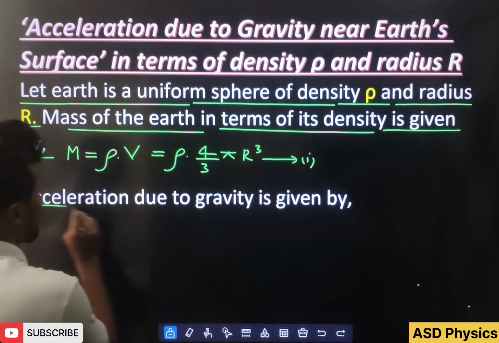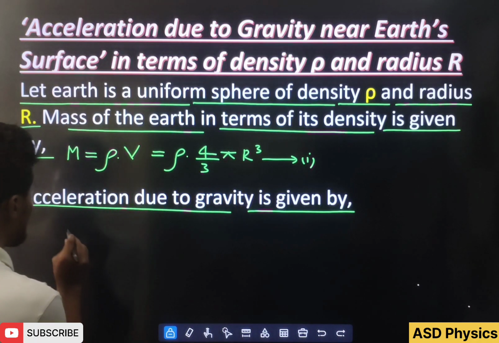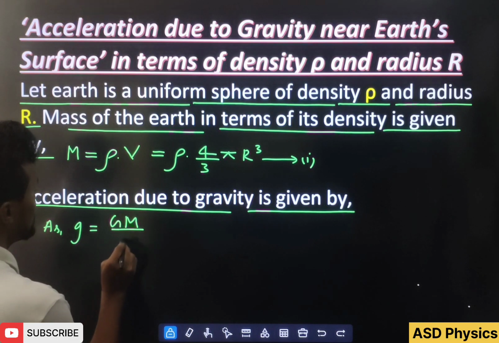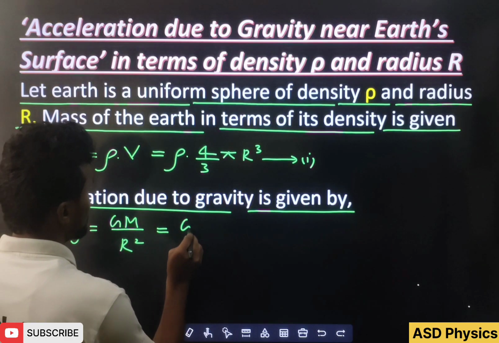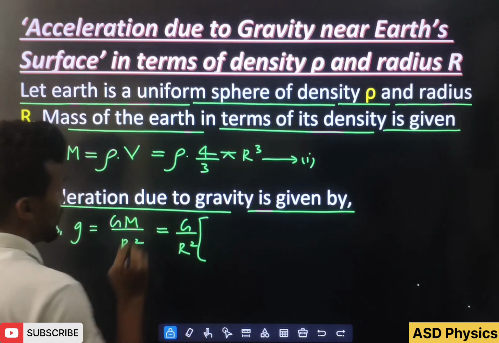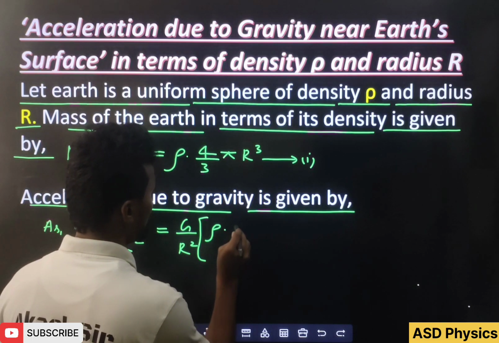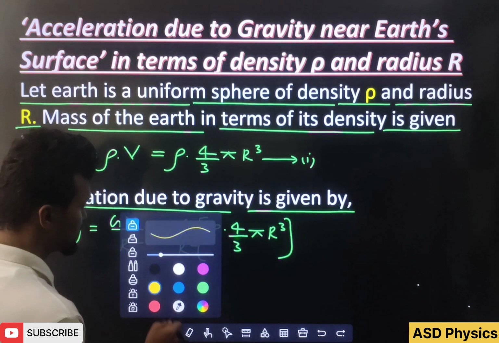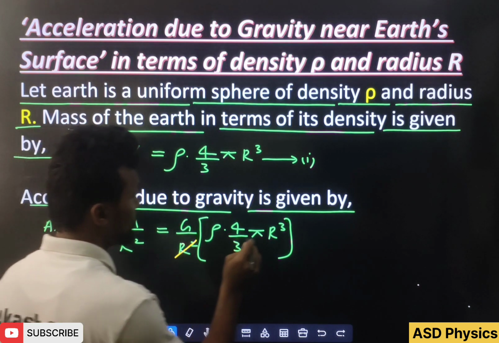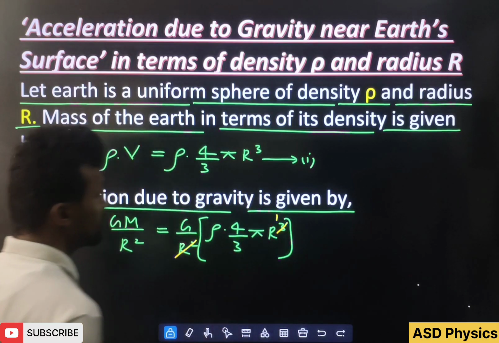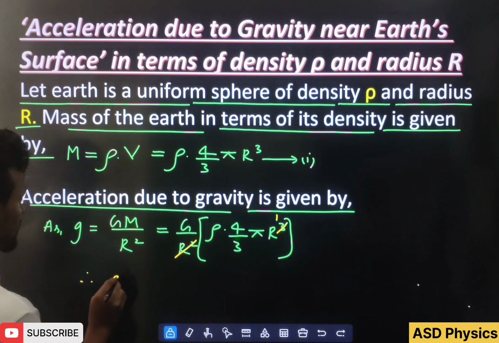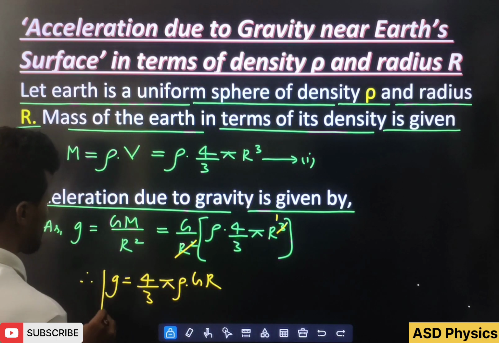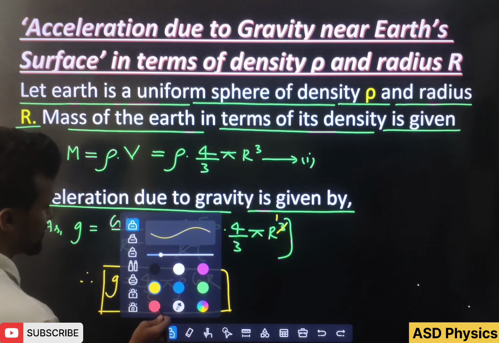Now, acceleration due to gravity is given by g equal to GM by r square. What is the value of M? Let's put rho into 4 by 3 pi r cube. Now let's see what can be cancelled out. This r square will cancel out and only one power will be left. So gravity is given by 4 by 3 pi rho G r. Very important formula: 4 by 3 pi rho G r.